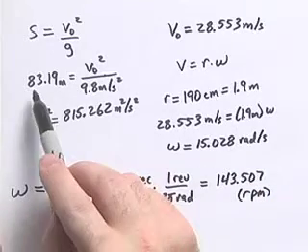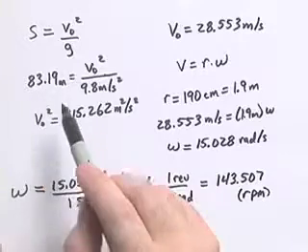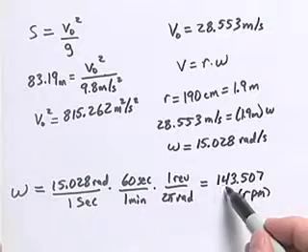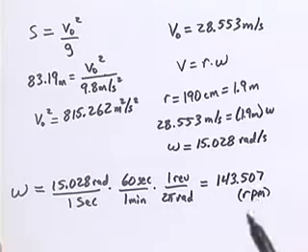So for Adrian to throw the hammer the winning distance of 83.19 meters, we need to have an angular speed of 143.507 revolutions per minute.